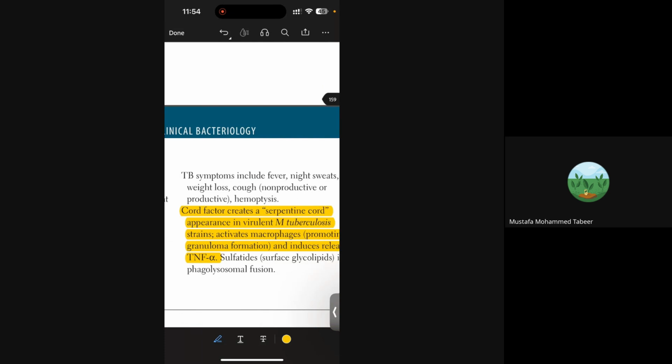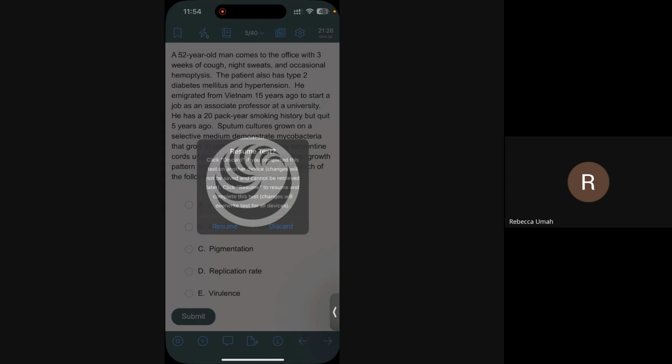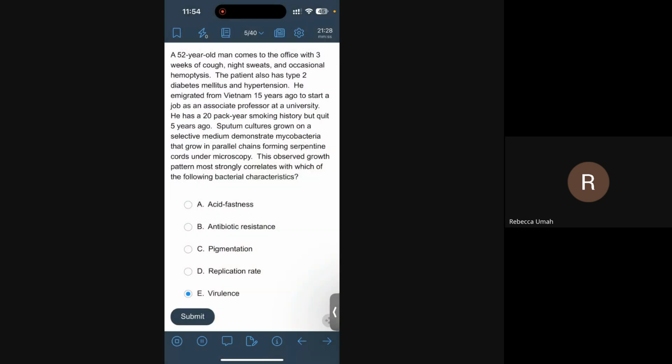Okay, cord factor creates a serpentine cord appearance in virulent Mycobacterium tuberculosis strains, which is going to activate the macrophages, promoting granuloma formation and inducing the release of TNF alpha. Okay, so cord factor is related to what? Is it related to pigmentation or virulence? It is related to virulence.